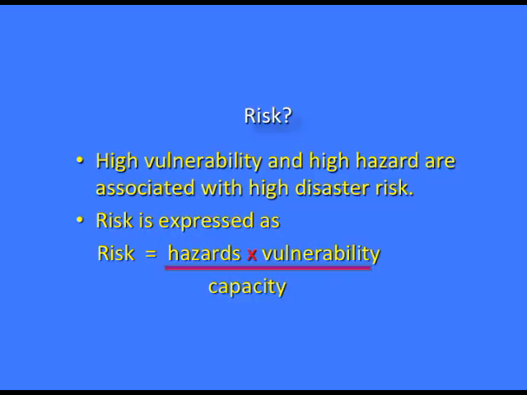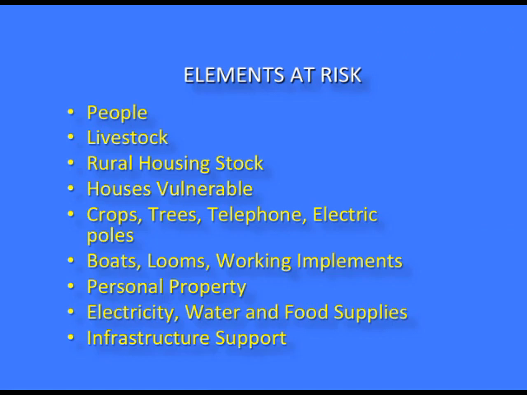Now then, what is a risk? High vulnerability and high hazard are associated with high disaster risk. Risk is expressed as hazard times vulnerability divided by capacity. Then what are the elements of risk? Risk is seen among people, livestock, rural housing stock, houses, crops, trees, telephone and electricity poles, working implements, personal property, food supplies and infrastructure, which are the main vulnerable areas or are at risk.